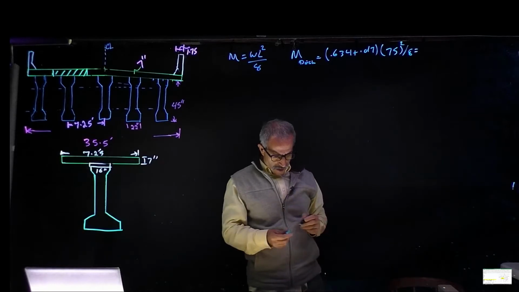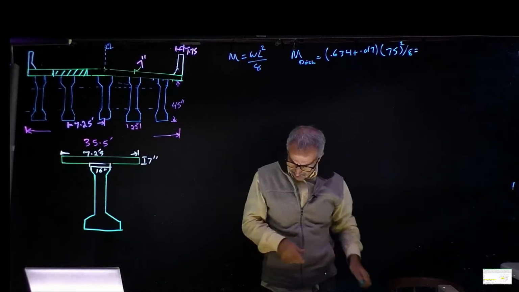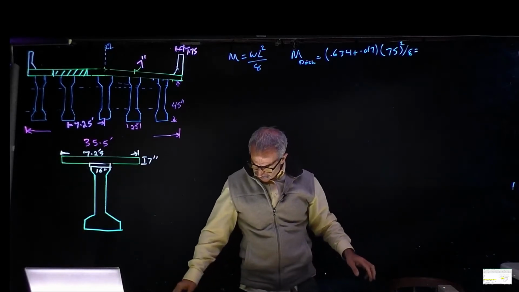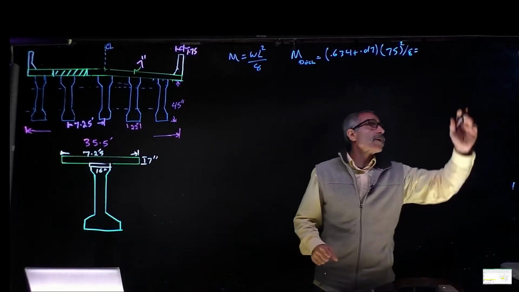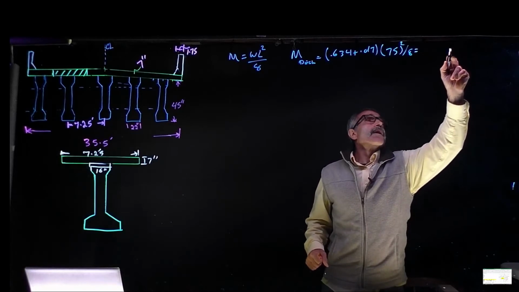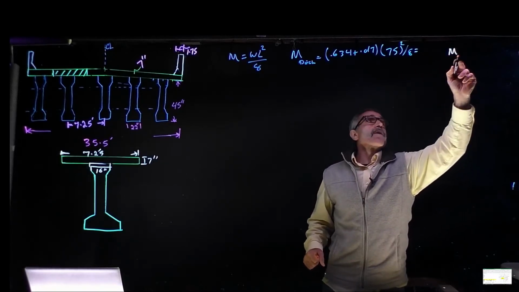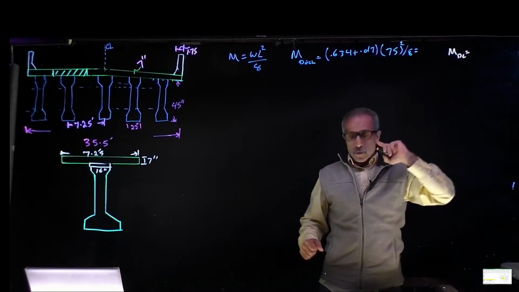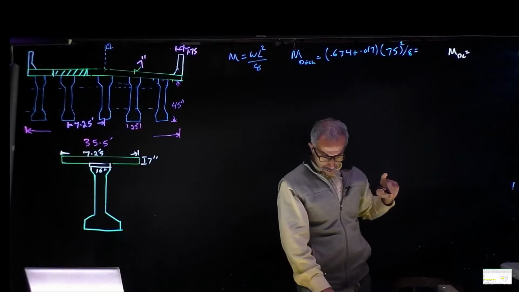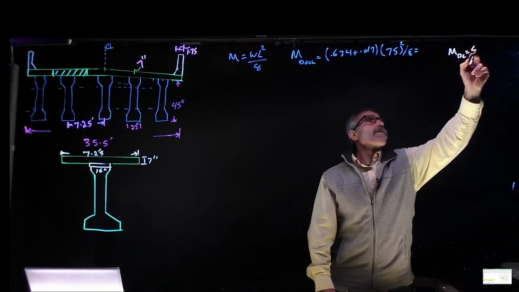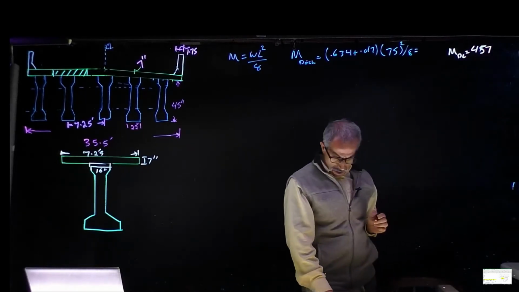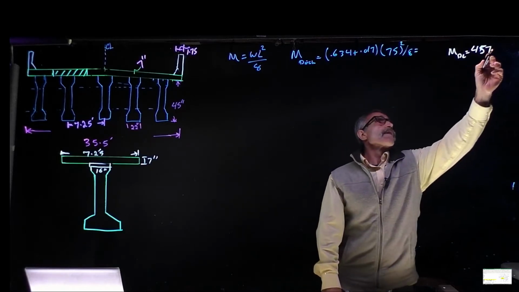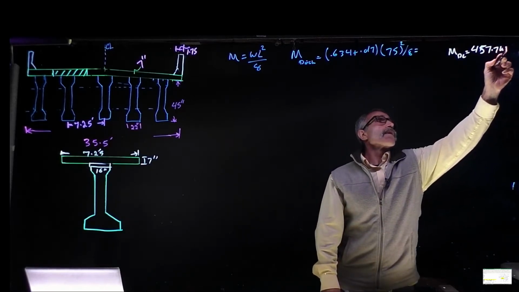And that comes out to 457.7. So I'm going to go ahead and write this down here in this corner. M dead load comes out to 457.7 kip foot.